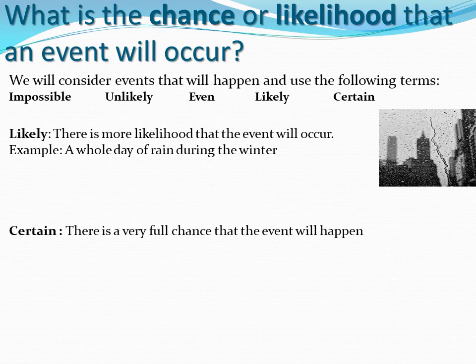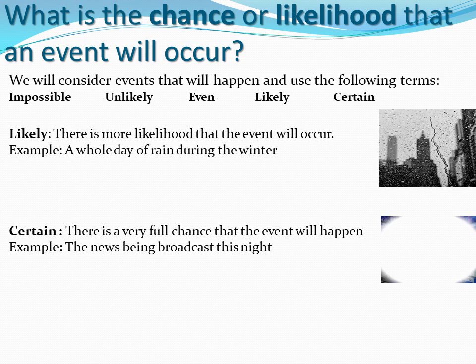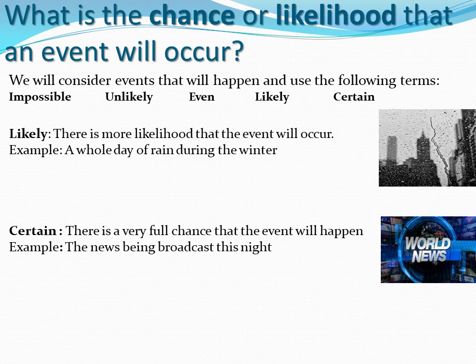Finally, let's see certain. Certain means there is a full chance that that event will happen. It's certain. There's no other option. Example is this. The news is going to be broadcast tonight. The news, of course, is being broadcast every night. So it's certain that the news is going to be broadcast tonight.